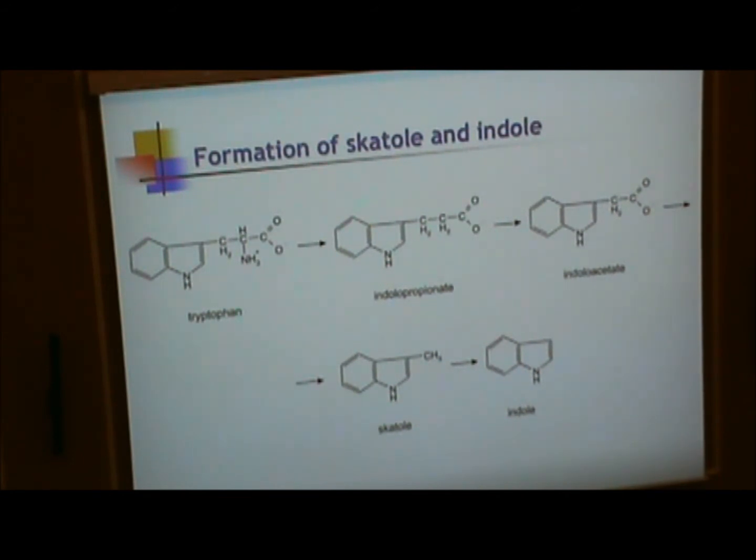In the next step, the indolepropionate is decarboxylated. This fragment is released in the form of carbon dioxide, and this carbon is oxidized, forming a carboxylic group. Indolepropionate is converted into indoleacetate. Indole group, acetate group. Then it is decarboxylated, converting into skatole, and skatole is demethylated, converting into indole. Both indole and skatole are gases which stimulate peristalsis of the intestine.